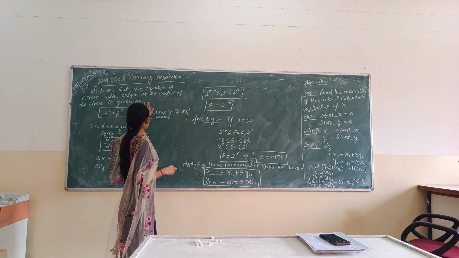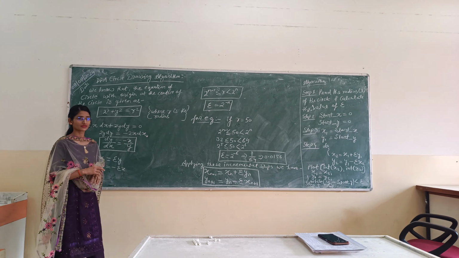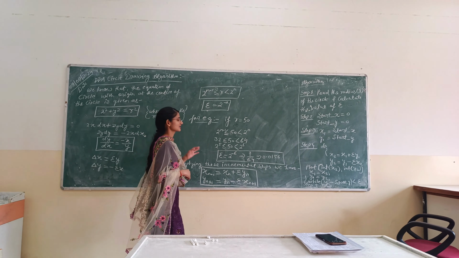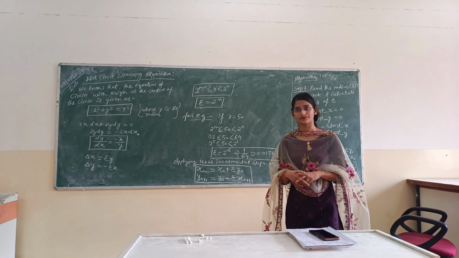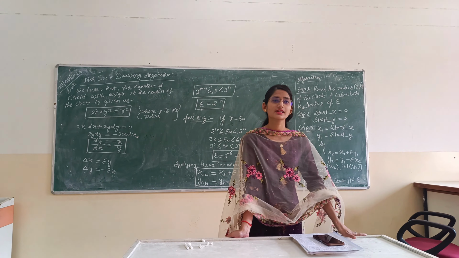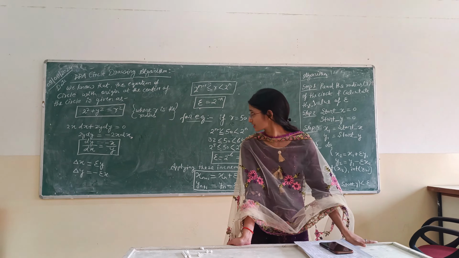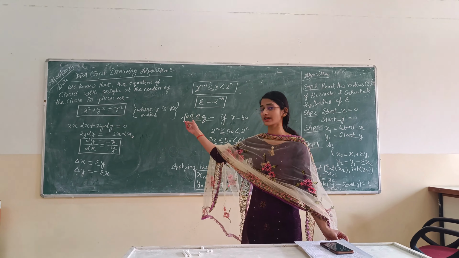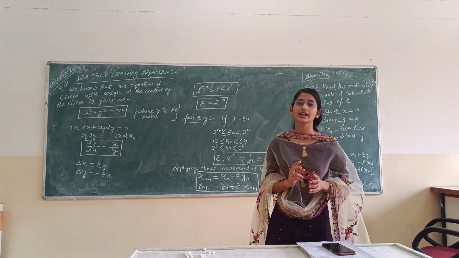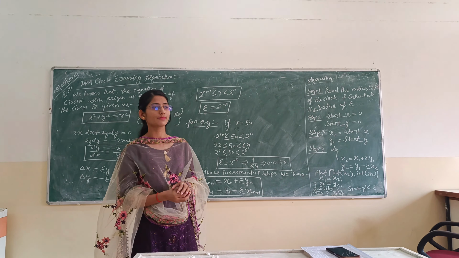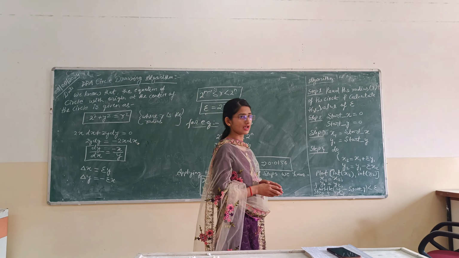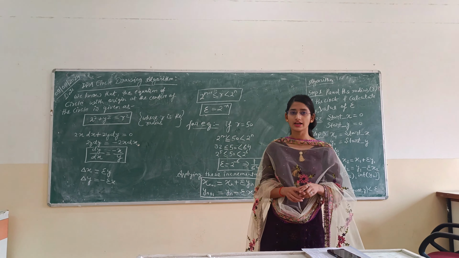Today's topic is the circle drawing algorithm. We are going to discuss the many types of circle drawing algorithms. There are three types of circle drawing algorithm. The first one is called the DDA circle drawing algorithm, the second one is called the Bresenham circle drawing algorithm, and the last one is called the midpoint circle drawing algorithm.